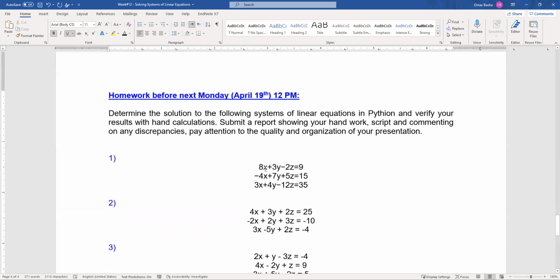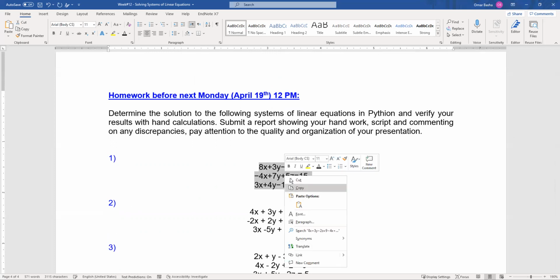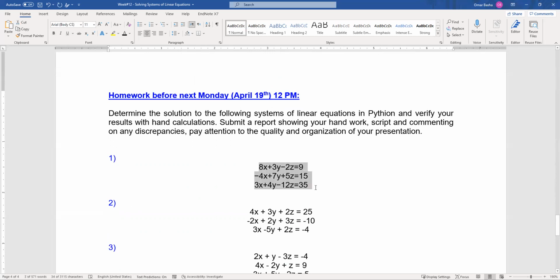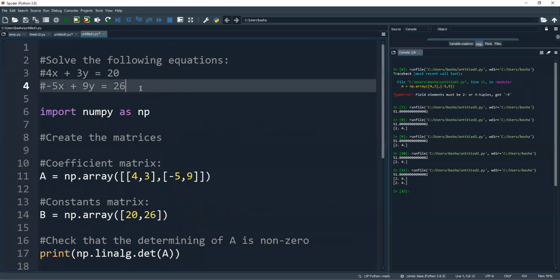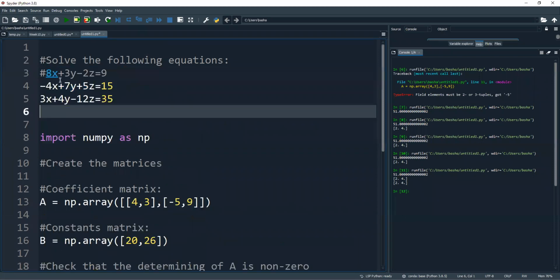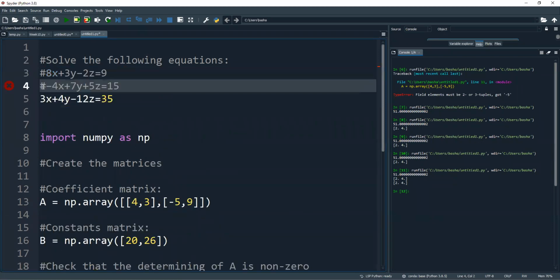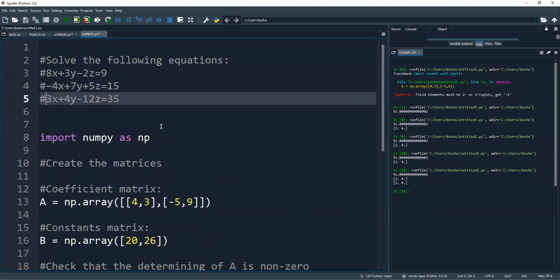So before ending this lecture, let's just do one together, a 3x3 one, because the example is 2x2. So let's just do a 3x3 one together. I'm going to do the first one here, and I just copied the system of equations, and now I'm just going to go to Python to paste them. So let me just paste them here. And if you have the script written for one of them, you just need to change the script for any set of equations.